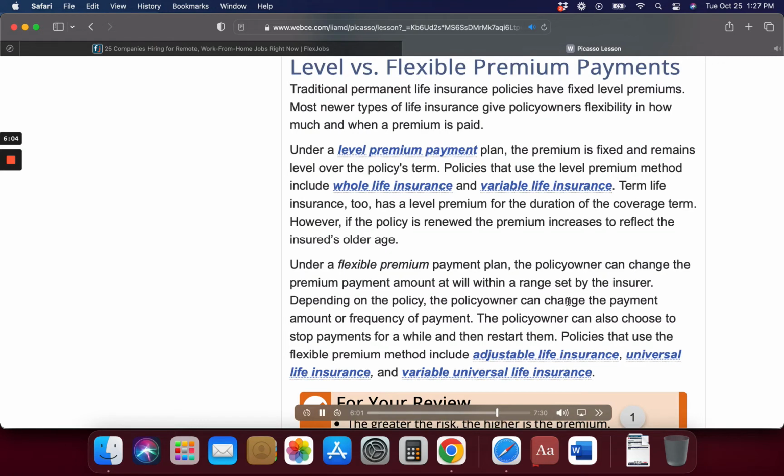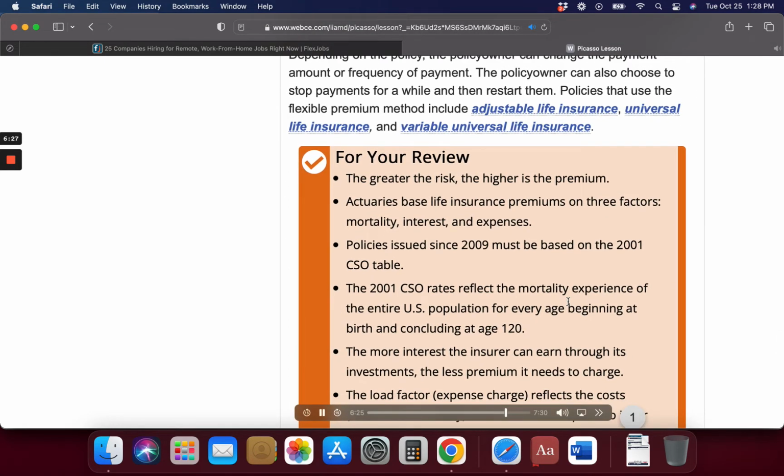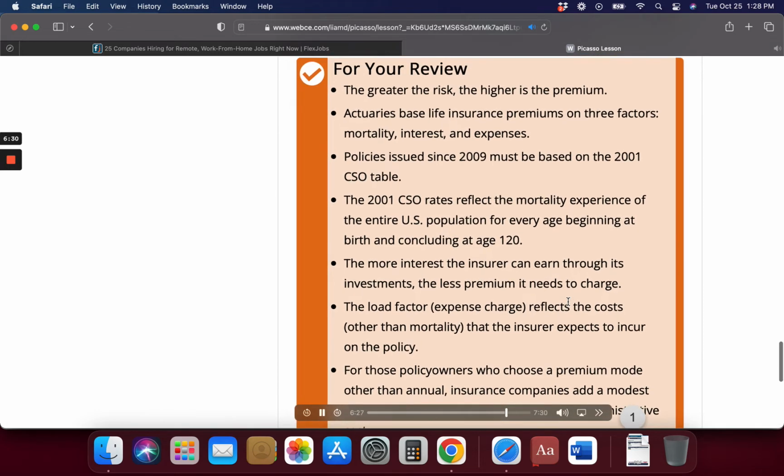Under a flexible premium payment plan, the policy owner can change the premium payment amount at will within a range set by the insurer. Depending on the policy, the owner can change the payment amount or frequency of payment. The policy owner can also choose to stop payments for a while and then restart them. Policies that use the flexible premium method include adjustable life insurance, universal life insurance, and variable universal life insurance.